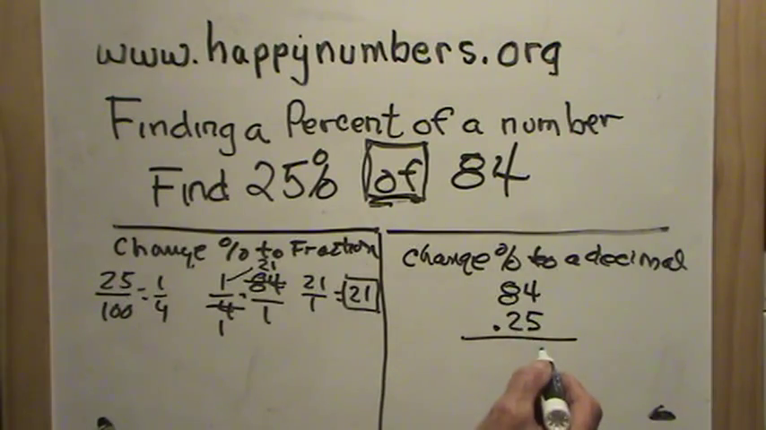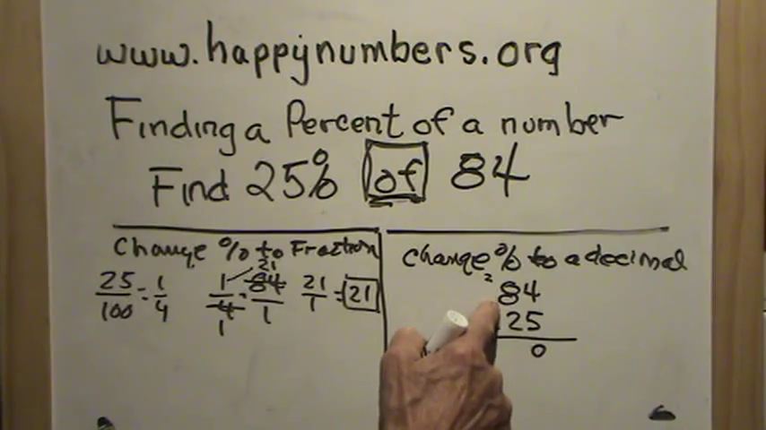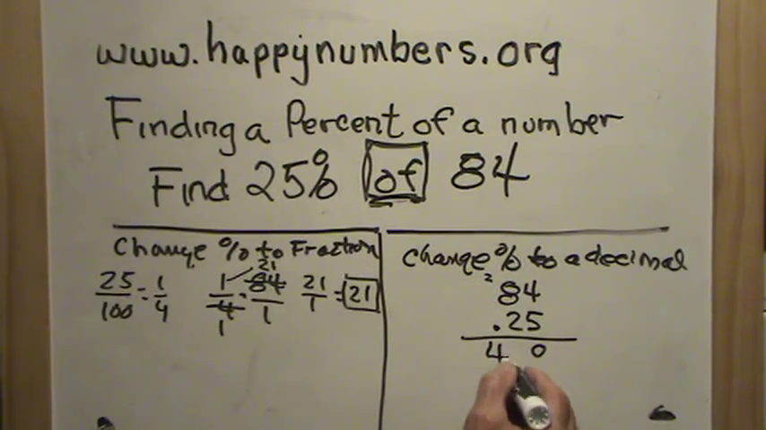5 times 4 is 20, and I'm going to carry 2. 5 times 8 is 40, and the 2 that I carry is 42.